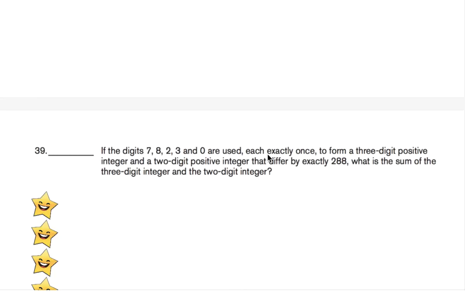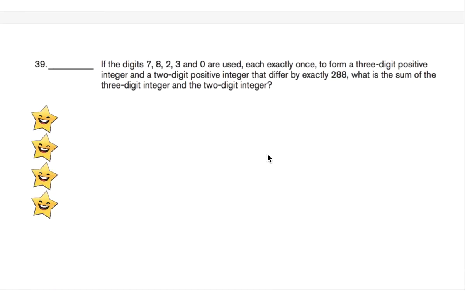All right, number 39. If the digits 7, 8, 2, 3, and 0 are used, each exactly once, to form a 3-digit positive integer and a 2-digit positive integer that differ by exactly 288, so they're 288 apart, what is the sum of the 3-digit integer and 2-digit integer?